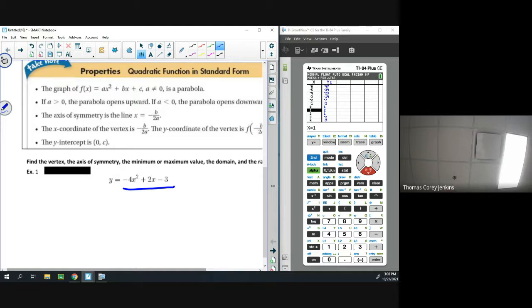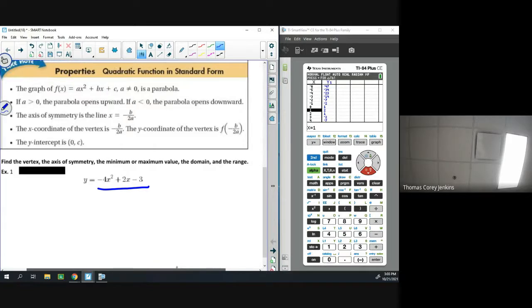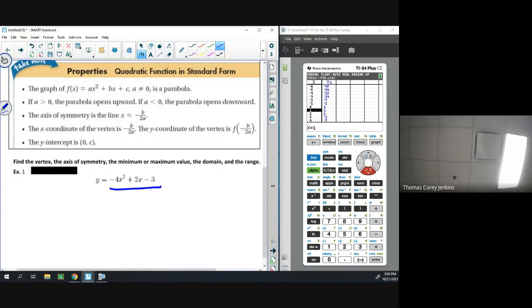The example says find the vertex, the axis of symmetry, the minimum or maximum value, and the domain and range. All right, so you actually have to do it a little bit out of order where we want to find this part first. This would be kind of our step one. So step one, we're finding our axis of symmetry. That's the middle of the parabola using the formula. This is an important one, so note that on your notes. Negative b over 2a.